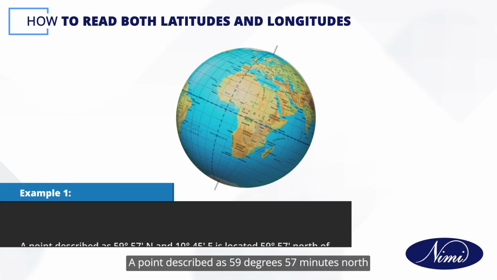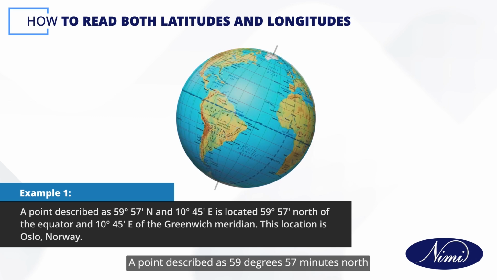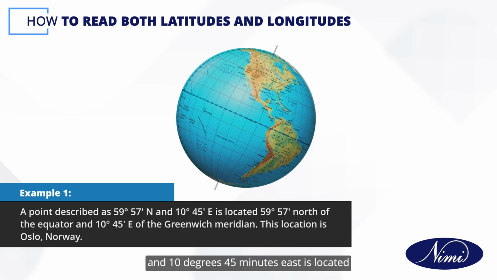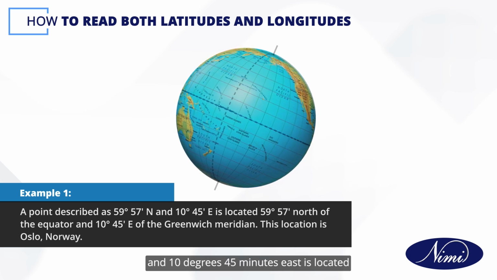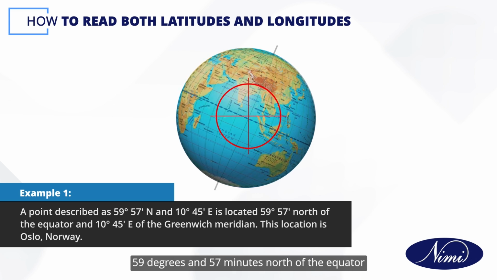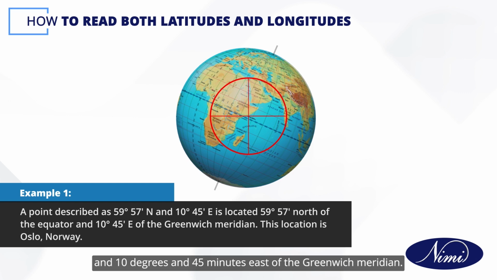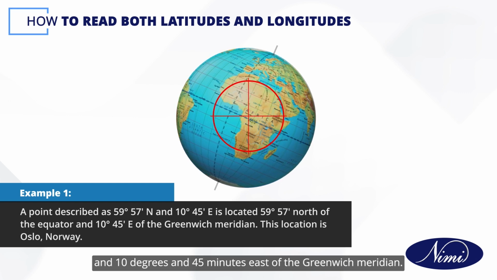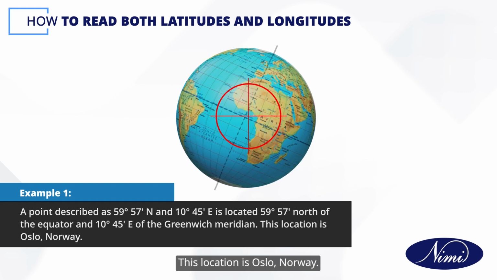Example 1. A point described as 59 degrees 57 minutes north and 10 degrees 45 minutes east is located 59 degrees and 57 minutes north of the equator and 10 degrees and 45 minutes east of the Greenwich meridian. This location is Oslo, Norway.